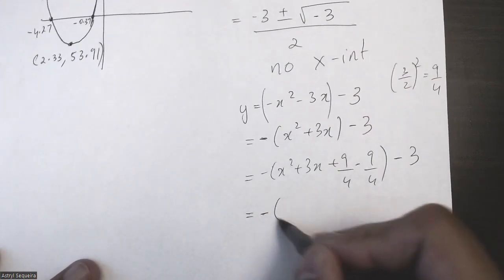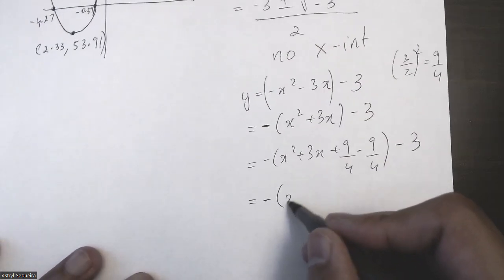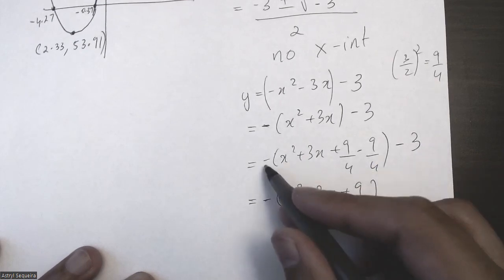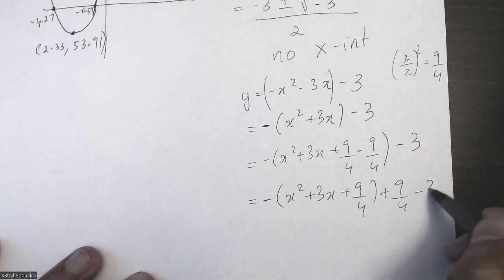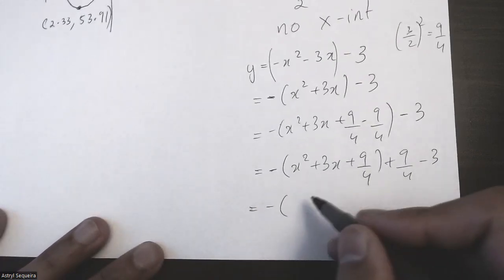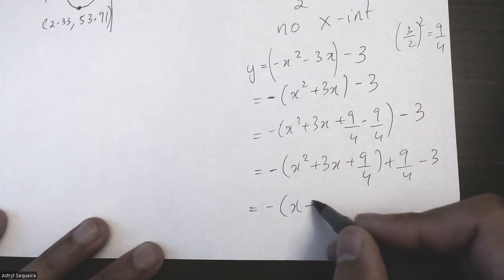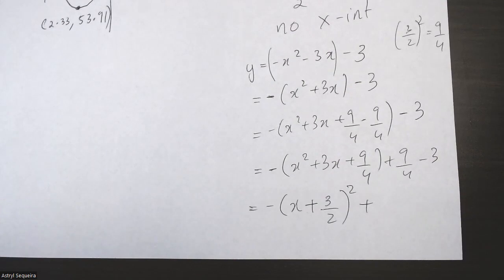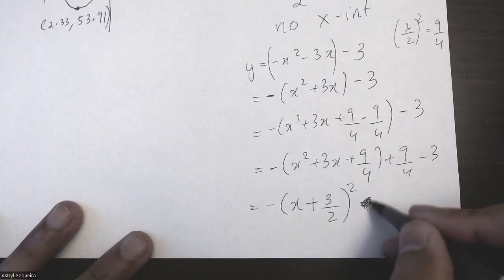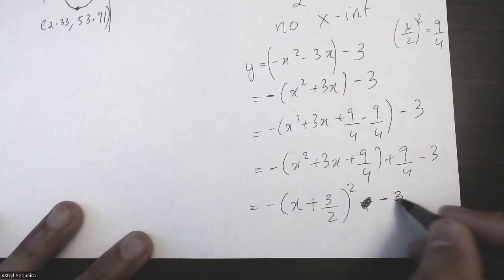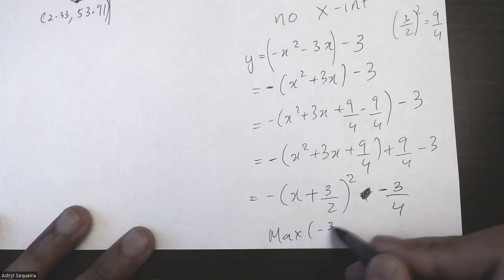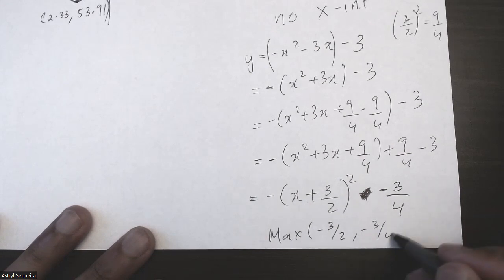which is negative x squared plus 3x plus 9 over 4. And move this out and multiply with negative 1, so plus 9 over 4 minus 3. Then I'm going to perfect square this bracket, so that's just x plus 3 over 2 squared, and this I'll do in my calculator. 9 over 4 minus 3 is negative 3 over 4. I know that my vertex is a max. X value is negative 3 over 2, and the y value is negative 3 over 4.